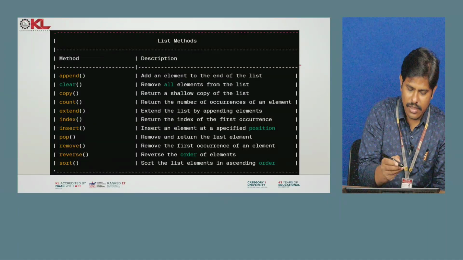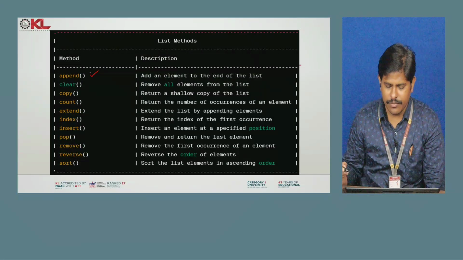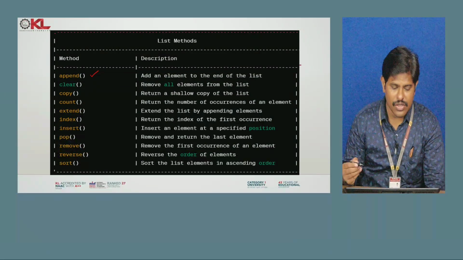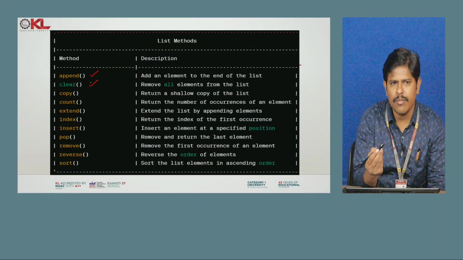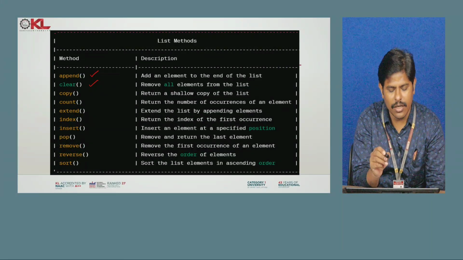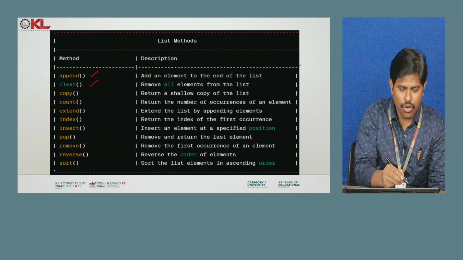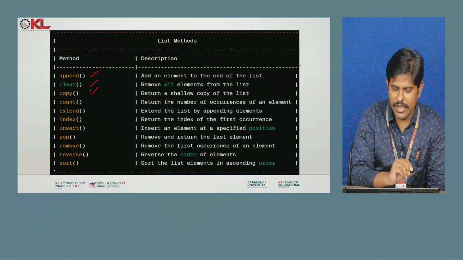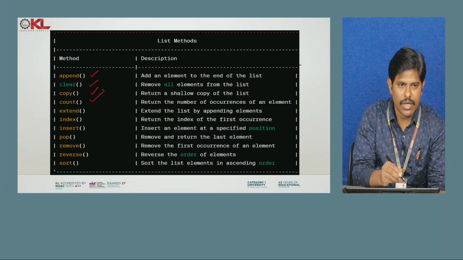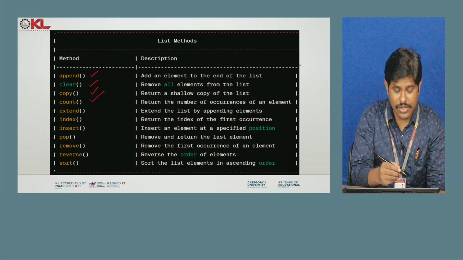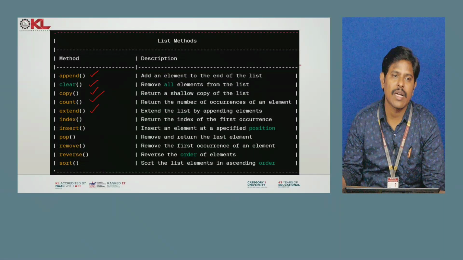You have some methods and descriptions provided here. With the append method, you can append an element to the end of a current list. You can clear all elements with a single command, the clear method. And copy provides a shallow copy of the list, and you can count an individual element, or you can extend your list by adding another list to your current list.